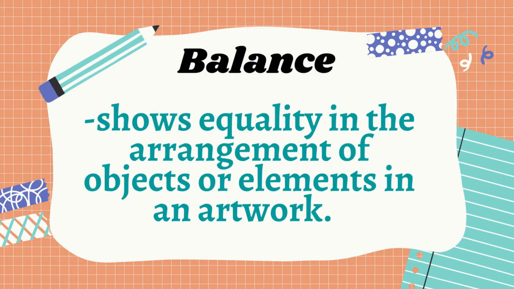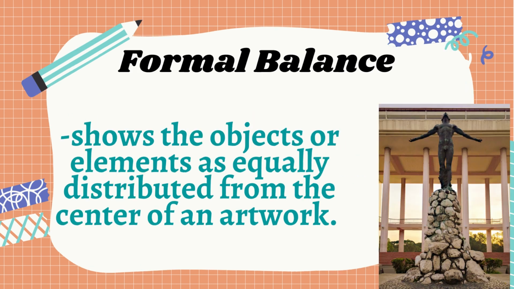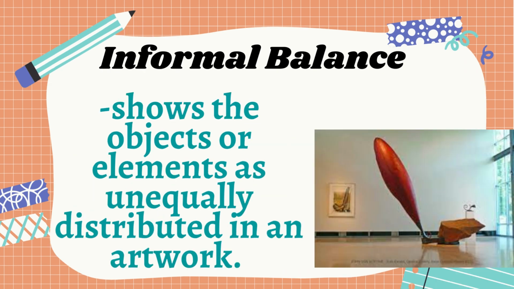When we say balance, it shows equality in the arrangement of objects or elements in an artwork. And there are two types of balance, which are the formal and informal balance. Formal balance shows the objects or elements equally distributed from the center of an artwork. As you can see in the picture, this is an example of a formal balance. And the informal balance shows the objects or elements as unequally distributed in an artwork. Here is the example.